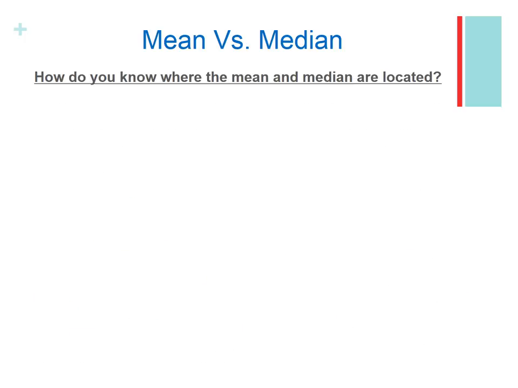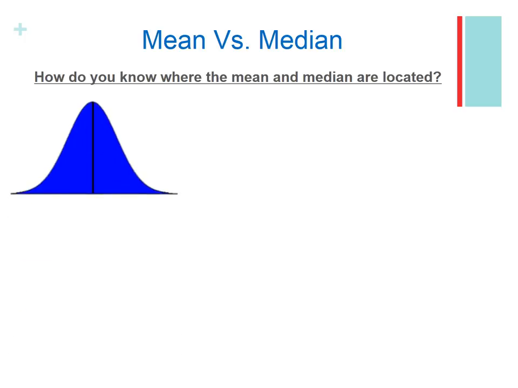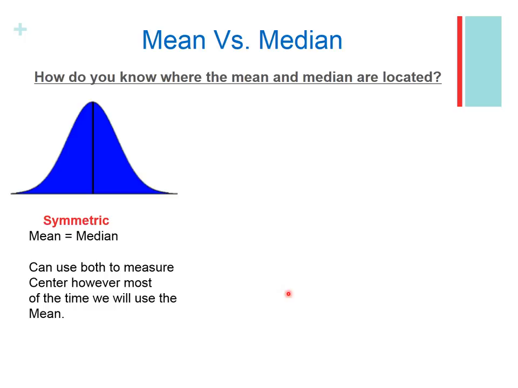So how do you know exactly where the mean and median are located? Well, hopefully from the last section and the couple of slides that we've gone over, this should be relatively easy. Remember, if it's symmetric, your mean and your median are right in the middle. We can use both of them to measure the center. However, most of the time we're going to use the mean. So really only use the median if you're talking about a graph that's skewed.